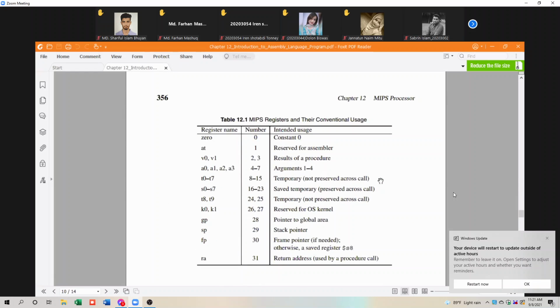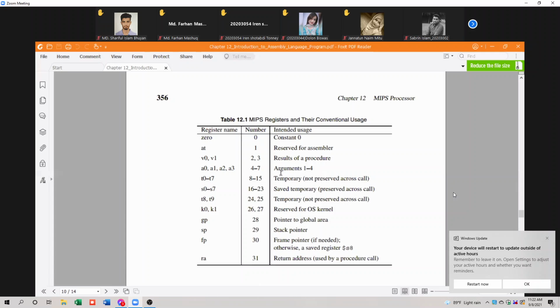And what is the function of these registers? The first register is 0, its number or address is 0 and it's used for initializing a register as 0. Okay, and what about the AT register? Its number or address is 1. The register is reserved for the assembler. And what about the third and fourth registers? The numbers of the third and fourth registers are 2 and 3 and their names are V0, V1. So when the main procedure calls another procedure, the result of that procedure will be stored here. Okay, then registers 4 to 7, arguments 1 to 4.